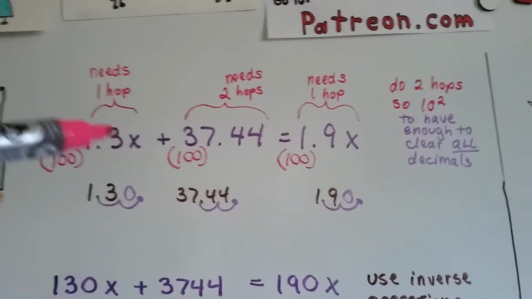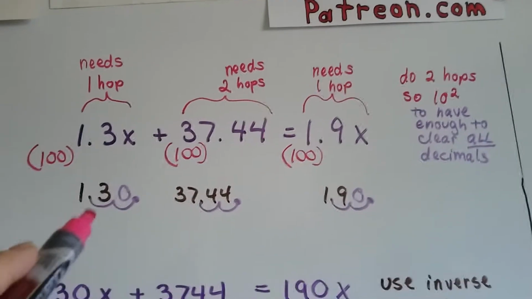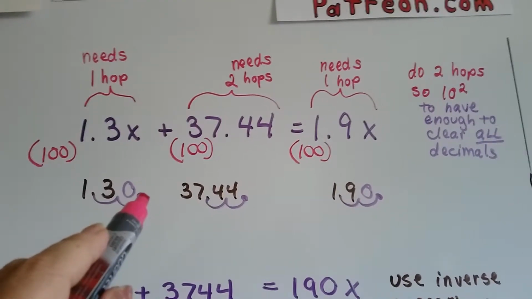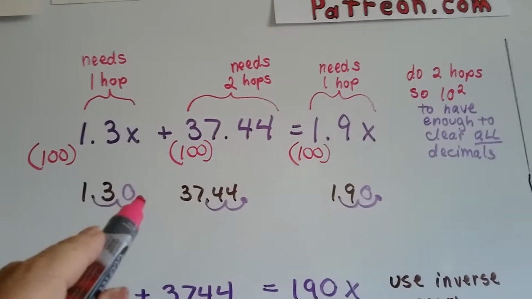So we're going to multiply 1.3x times 100, and that's going to hop our decimal place 2 spaces, 1, 2. So it's going to be behind this 0 that we had to add as a placeholder.